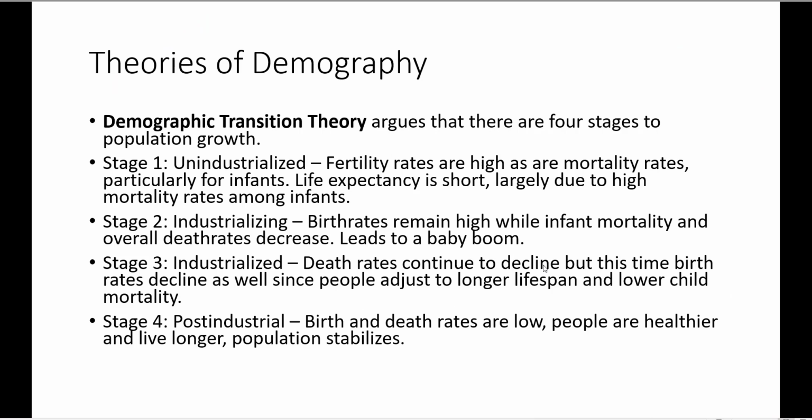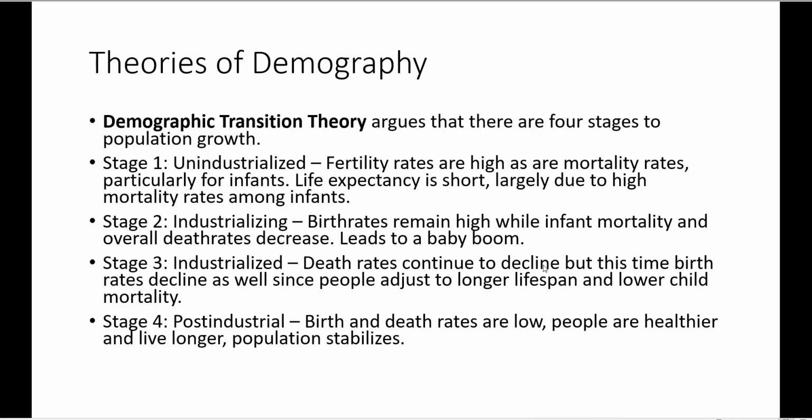Another theory of demography is the demographic transition theory that argues there are 4 stages to population growth. The first is unindustrialized, and again, this is where life is more agricultural, fertility rates are high, as are mortality rates, particularly for young children and infants. Life expectancy is short, but this is largely due to mortality rates among infants, right? If children are dying very young, that's going to bring down the overall average lifespan for everybody when you have really high infant mortality rates.